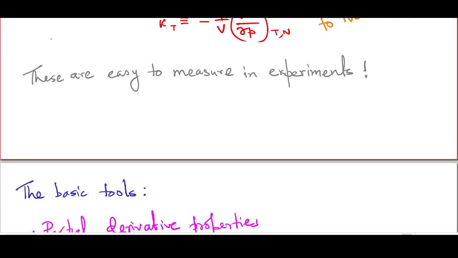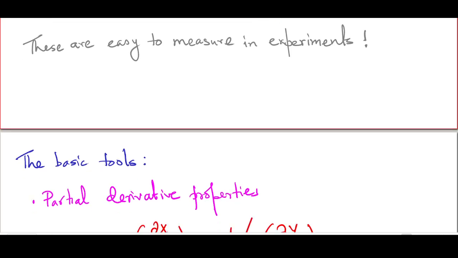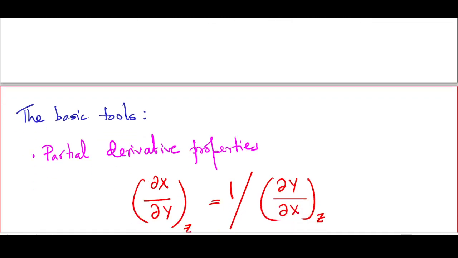The first one of these are basically properties of partial derivatives. These are things we have already derived before, and they are part and parcel of any standard mathematics course. Let me just collect those that we are going to need here.